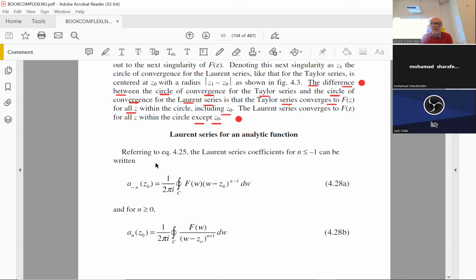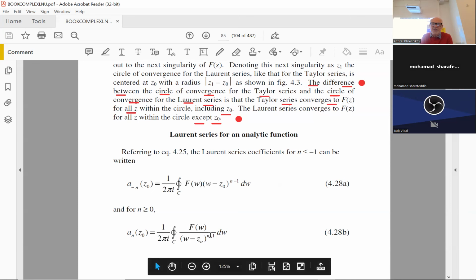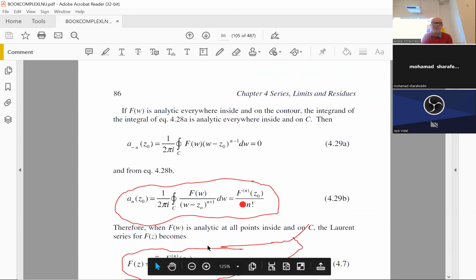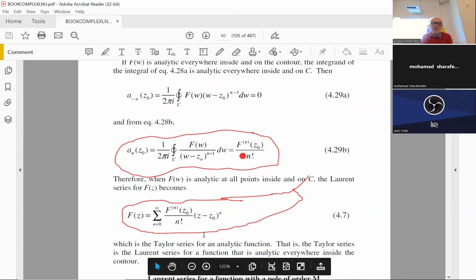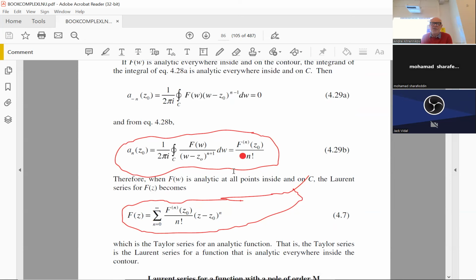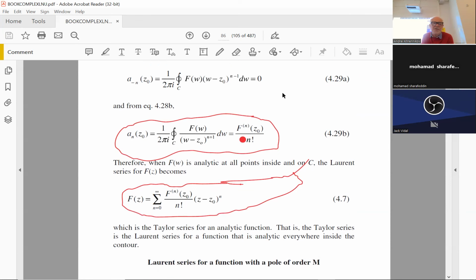These coefficients, if degrees are negative, are given by this. So this is in the numerator. If degrees are positive, this is in the denominator. If they are positive, we get this formula, which was for analytic functions. If they are negative, it is 0, because this function now is analytic, so this will be cancelled.